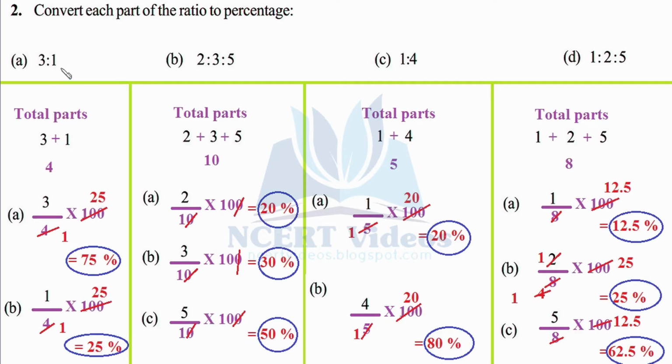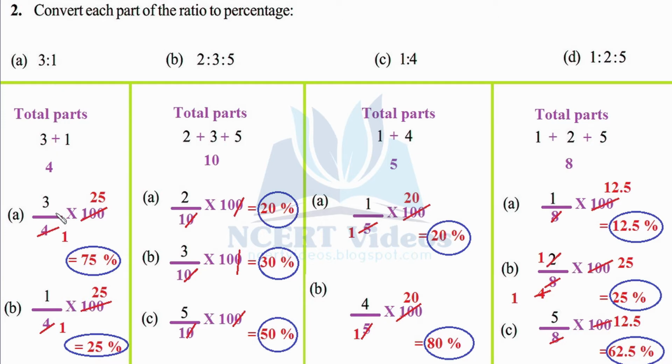A part, 3:1. So we have learnt in this chapter that whenever we have to find percentage of ratios, first of all we have to find the total parts. So total parts come with addition of the given ratios. So 3 plus 1 is 4. So total number of parts are 4 and 3 ratio means this is 3 part out of 4. This is 1 part out of 4.